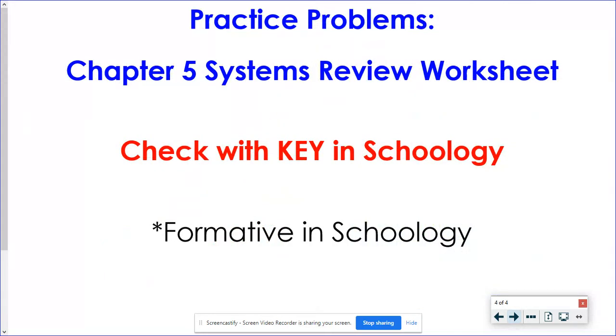Today's worksheet is the Chapter 5 Systems Review worksheet. Be careful on there. Check your answers with the answer key in Schoology. Be ready for the test. It's going to be coming up tomorrow. When you're done with this, make sure that you take the formative in Schoology and let me know if you need any help.